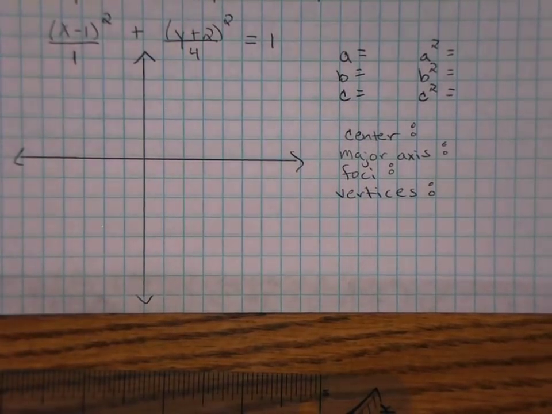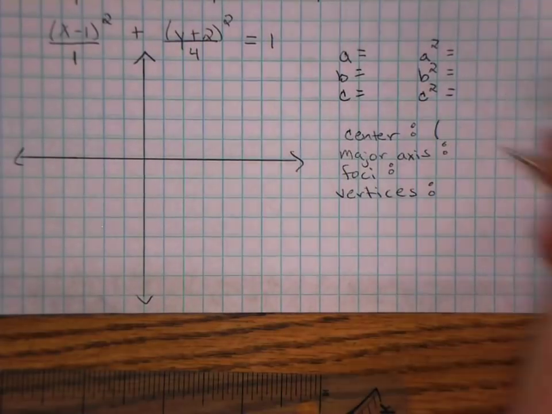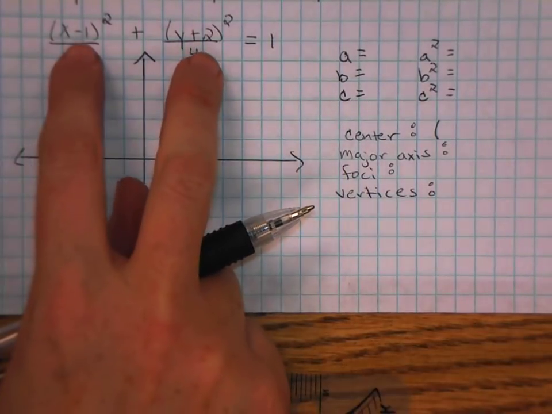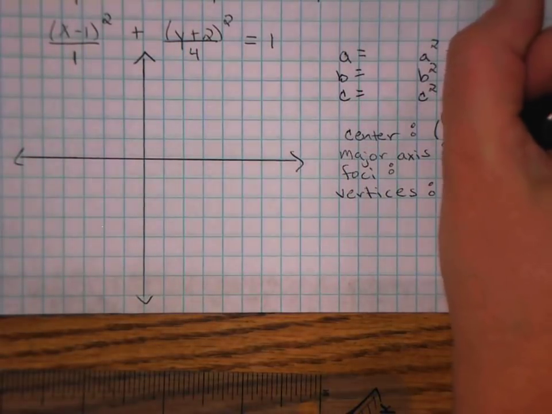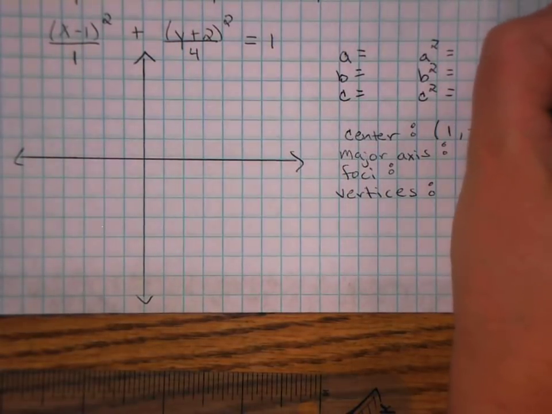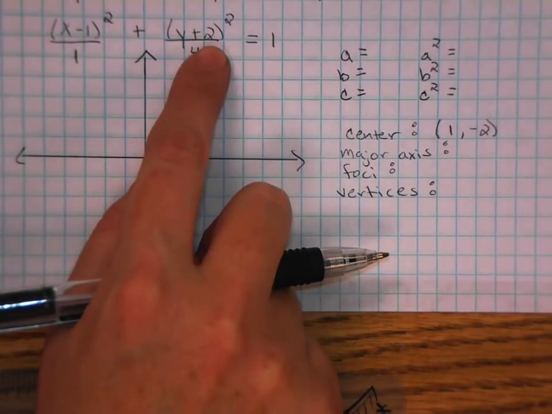Okay, so looking at our equation, hopefully you can see, first thing I would probably do is list my center. What you're going to need to do is remember that you're going to take the opposite signs from these values here. So your center would be at 1, -2. The x value comes from what's with the x, the y value from what's with the y.